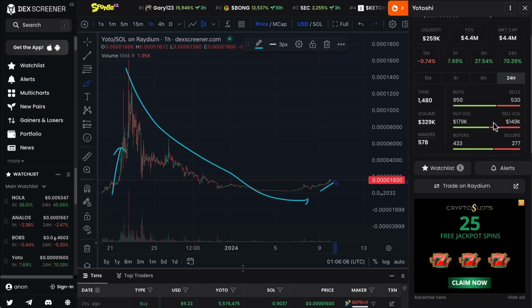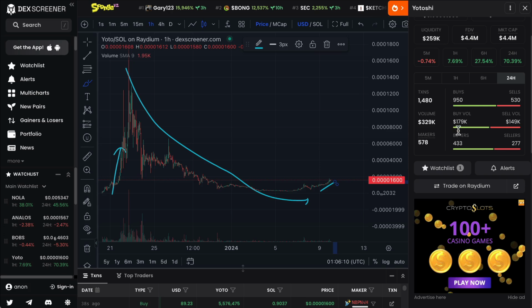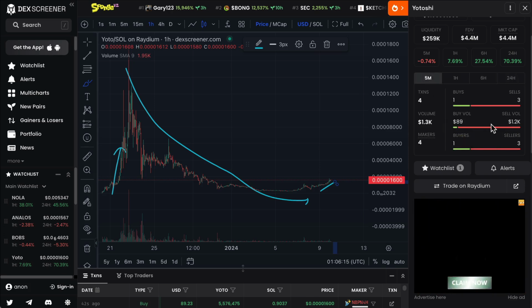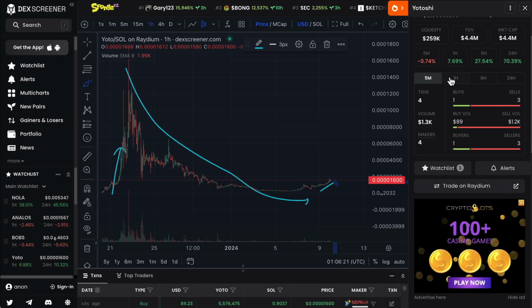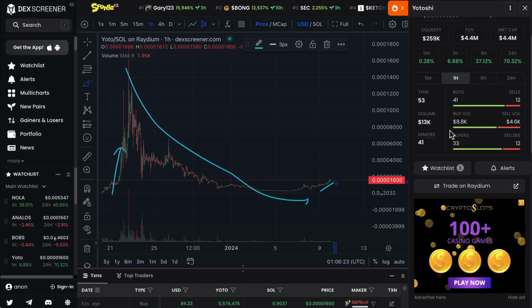Scrolling down, I find this very useful. This is in the last 24 hours. I'm looking at the buying volume and selling volume. I can see more buys and sells. But in the last 5 minutes, what's happened? Buy volume only $89, sell volume a lot more. So it's been selling off a little bit. Again, not a big deal. Let's have a look at an hour. And then you can see it's kind of even again.